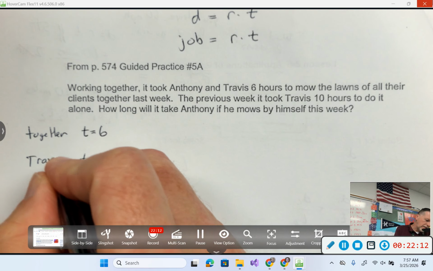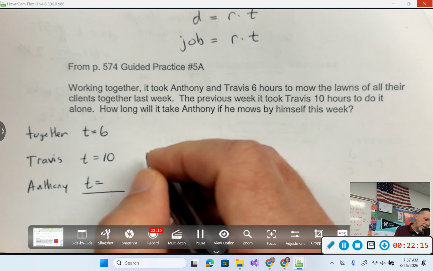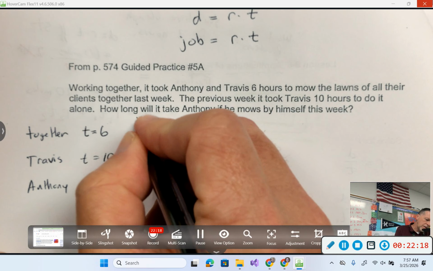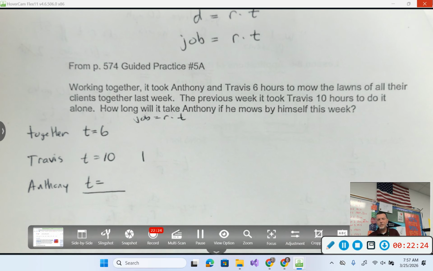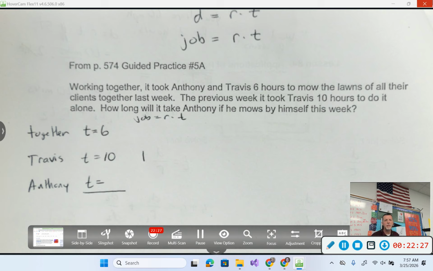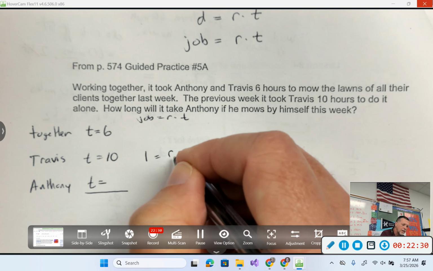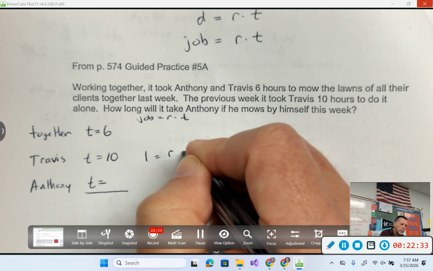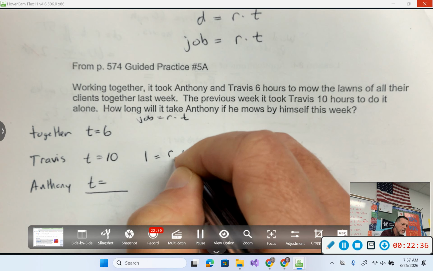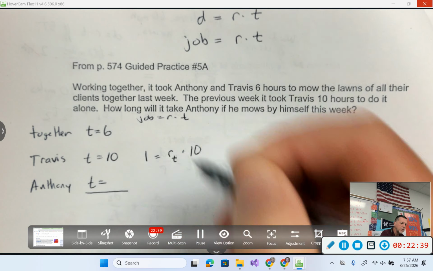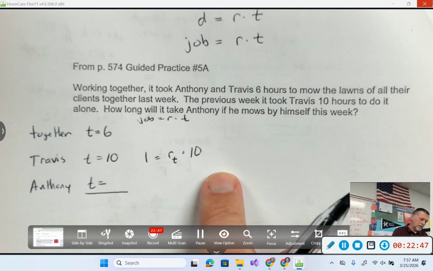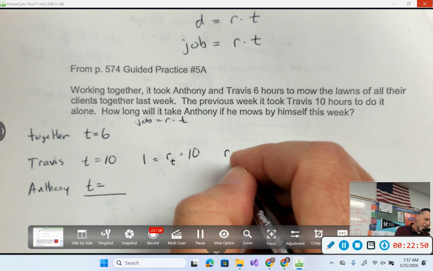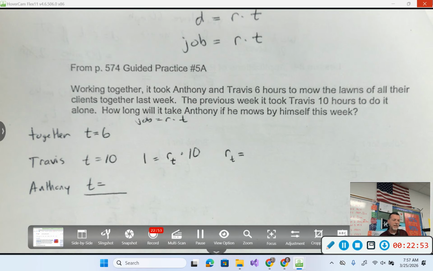Let's write a Travis equation, because we know Travis is 10. So job equals rate times time. One job, right? He didn't do all the lawns twice. Occasionally we get tricky and do that kind of thing. But one job. We don't know his rate, like how fast he mows, but we do know it took him 10 hours. I'm going to put a subscript on that R because that's Travis's rate, not Anthony's rate. Oh, I think I just learned something here. What's Travis's rate? 1/10.